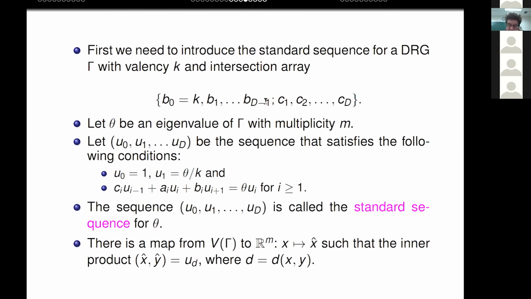The reason why we look at this is because there exists a map from the vertex set of Gamma to the real m-dimensional Euclidean space, R^m, x goes to x hat, such that the inner product of x hat and y hat is equal to u_d, where d is the distance between x and y.